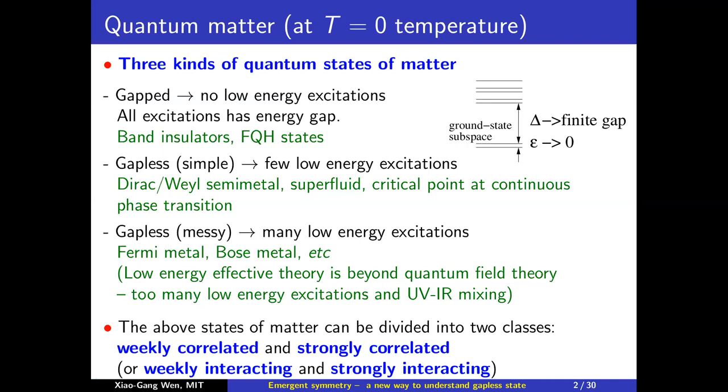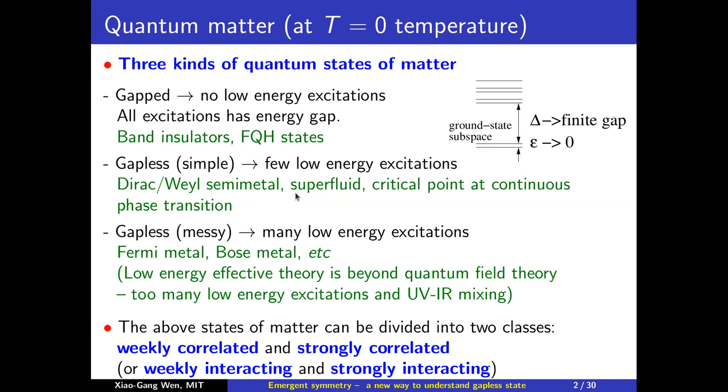You know, the so-called quantum matter actually corresponds to states of matter at zero temperature. Okay, so we have three kinds of quantum matter broadly. The first one we can call the one with an energy gap. That is, we have a few ground states, maybe degenerate, but then there's a finite energy gap. Then maybe you have a continuum above this energy gap. So this kind of gapped quantum matter is kind of simple because at low energy, there's nothing, just a degenerate ground state. So it's almost trivial. And the band insulator and the fractional quantum Hall state are examples of these kinds of quantum matter.